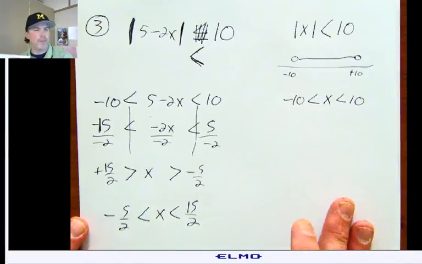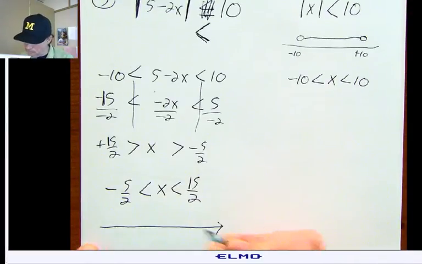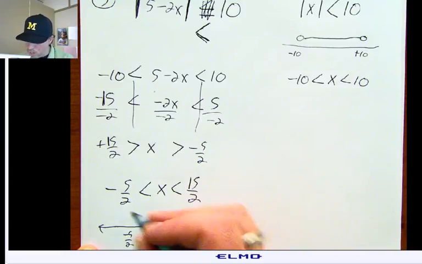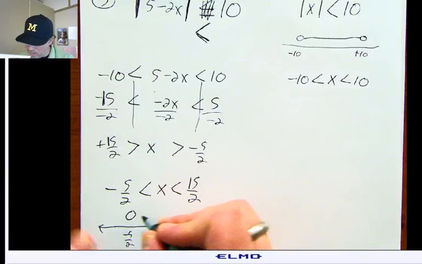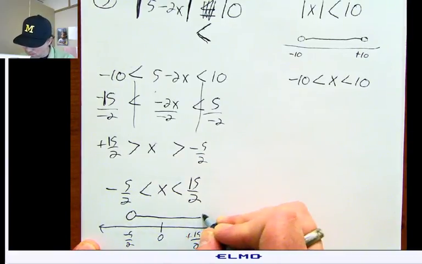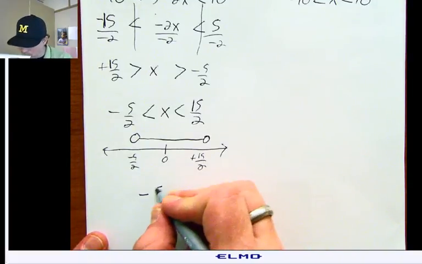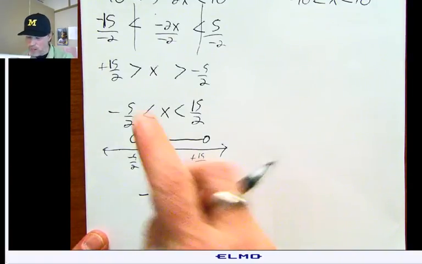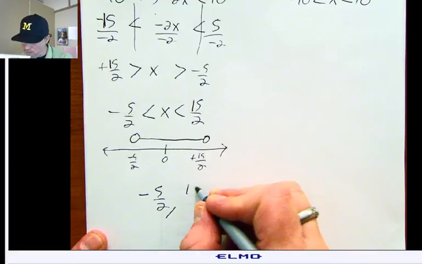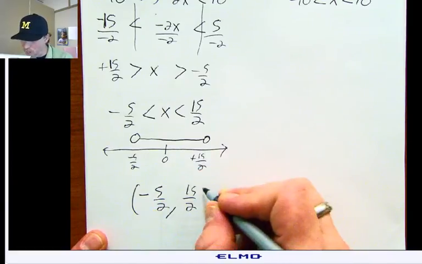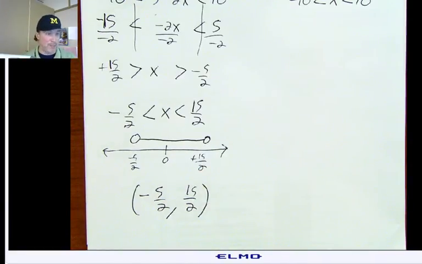All right, graph it on a number line. Include 0, -5 over 2, and positive 15 over 2. The answer goes all the way from -5 over 2 to positive 15 over 2, open circles on both. And then finally, interval notation answer, -5 over 2 to 15 over 2, soft brackets on both because you cannot be equal to it.